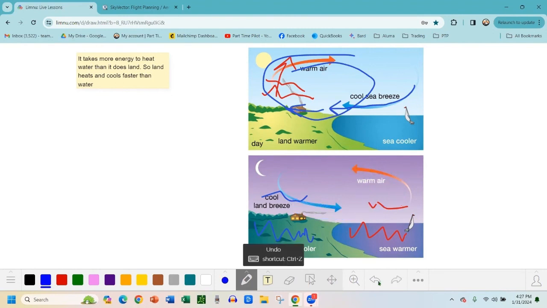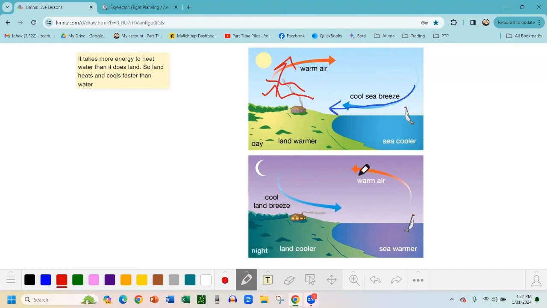Okay, so that's just one example. Again, same concepts, but it's creating packets of warm air and packets of cool air that are then mixing, right? And interacting with one another.